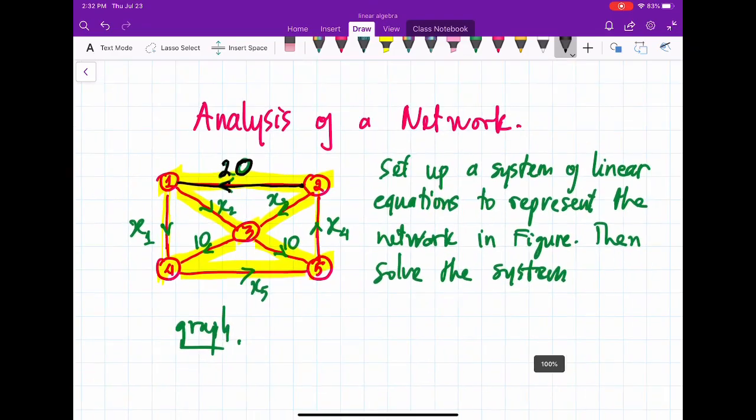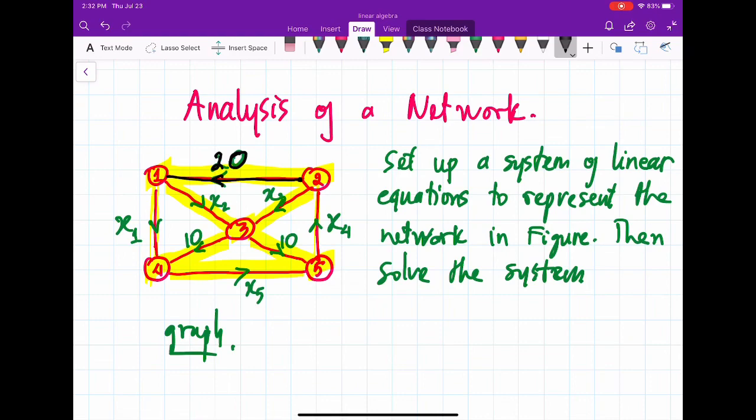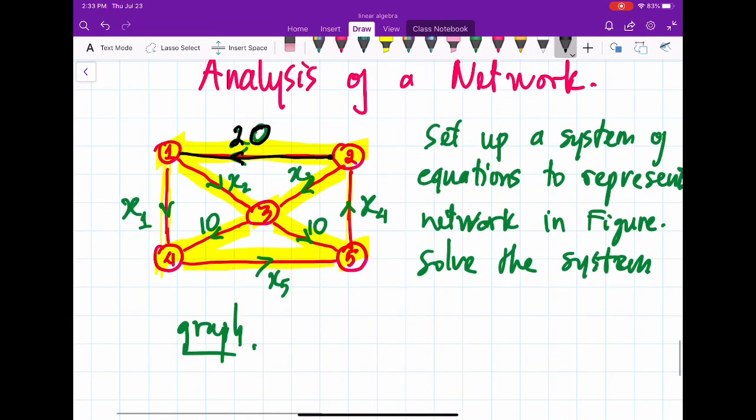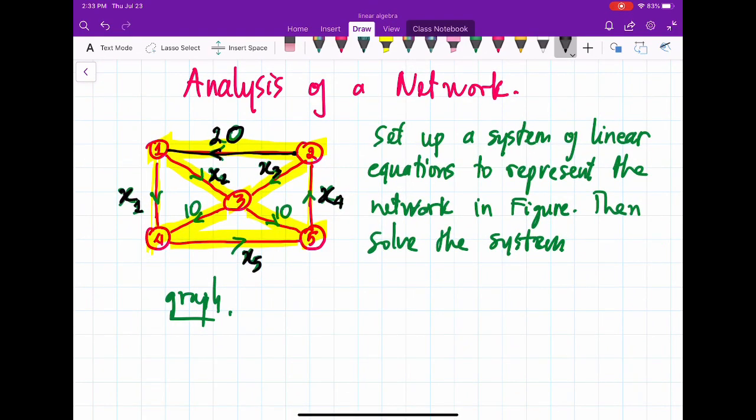So they asked us to set up a system of linear equations to represent the network in this figure. And then we need to solve the system. That means we need to find x1 in here, x2, x3, x4, and x5, so that the graph makes sense. The graph is valid. The network is valid. Okay, so how to do that? The network is a good one if the total of input is equal to the total of output.